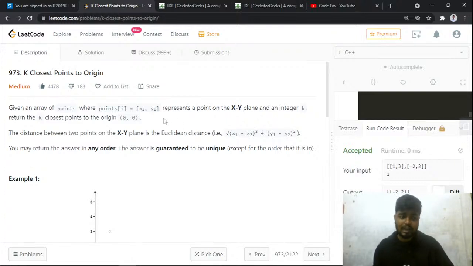And apart from this, talking about this problem, that is K Closest Points to the Origin.